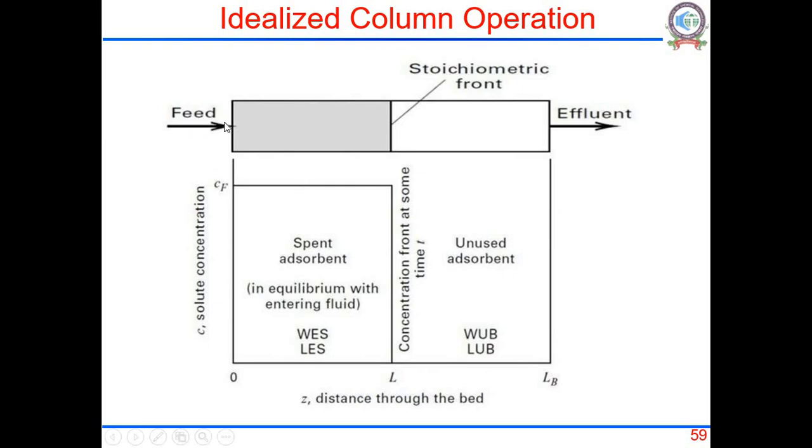So if you think about this column, this is an idealized operation. When feed comes from one end to the other, this is the adsorbent material that is packed inside. As this feed comes, the initial part of the resin gets saturated, and then it can no longer adsorb. Then the subsequent part of the resin or the adsorbent gets loaded, and then the subsequent, and so on and so forth. So what you see is a front of adsorption.